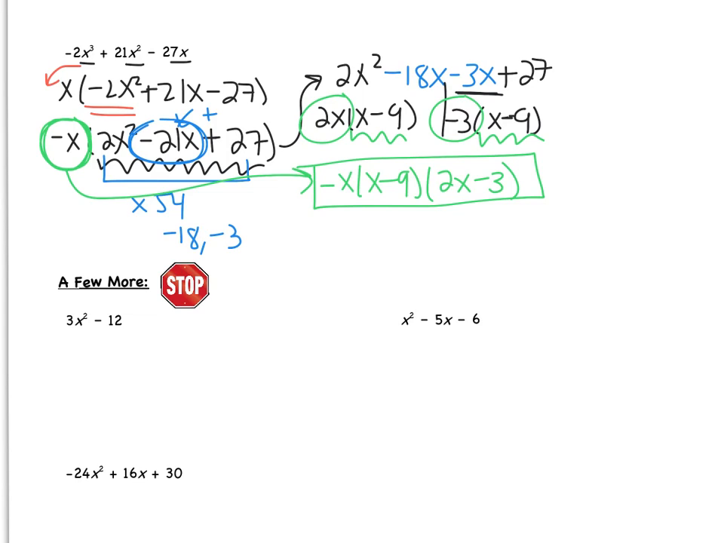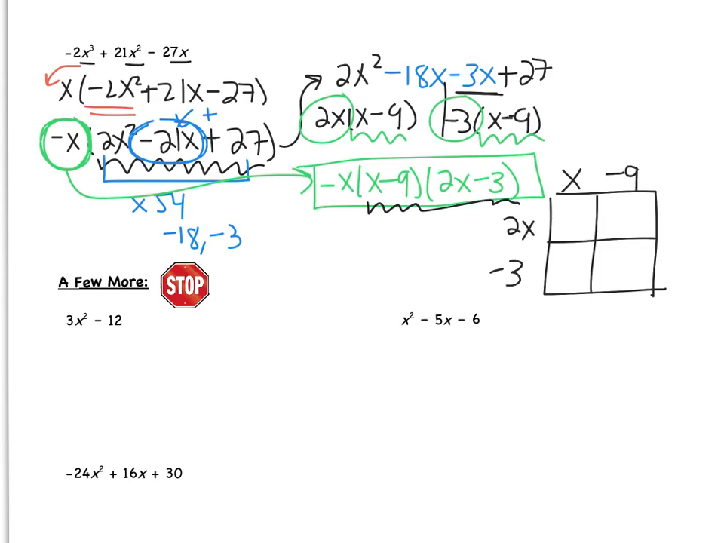Now, one thing to show you, I told you at the very beginning that you can check your answers. And you can check your answers by multiplying things back out. So what I want to do real quick is multiply this back out to show you that we ended up with where we started. If I multiply these two out, you can either FOIL, which I'm not a big fan of, or use the box method. So the x minus 9 goes here, and then the 2x minus 3 goes here.